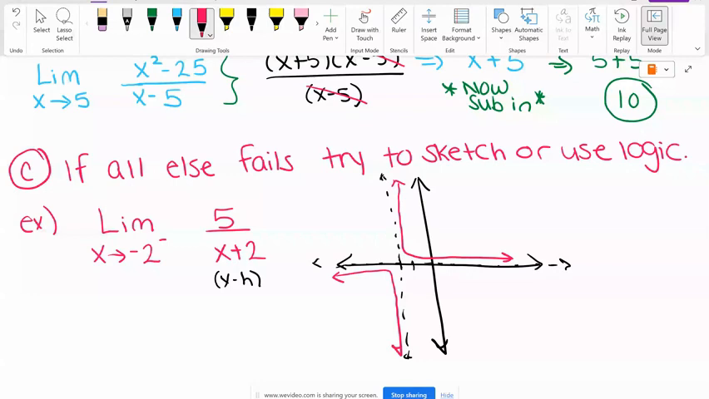So now we have an idea of what the graph looks like, and I'm asking you to find the limit as x approaches -2 from which side? The left side, the negative side. So as x approaches -2, isn't that our asymptote? As x gets closer and closer to that asymptote, what's happening in the y direction? Down forever. What is down forever? Negative infinity.